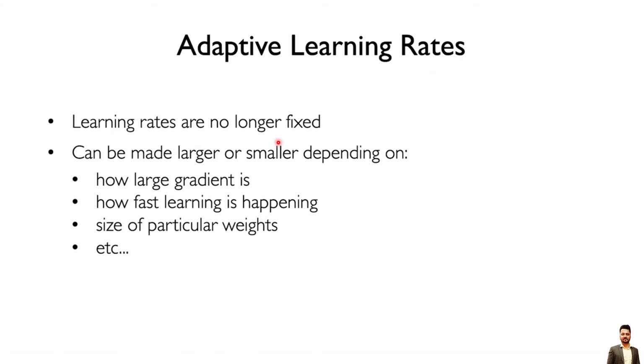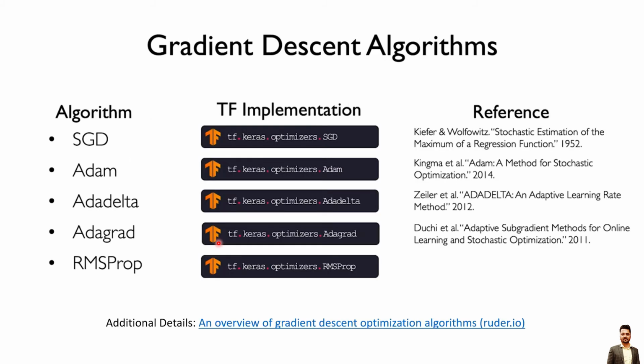Learning rates are no longer fixed. We cannot fix it. We should not fix it. We should change our learning rates over time. It can be made larger or smaller, depending on how large the gradient is, how fast learning is, the size of particular weights. So all the different aspects have to be taken care of for deciding the learning rate and for making it adaptive. Now there are multiple optimization algorithms.